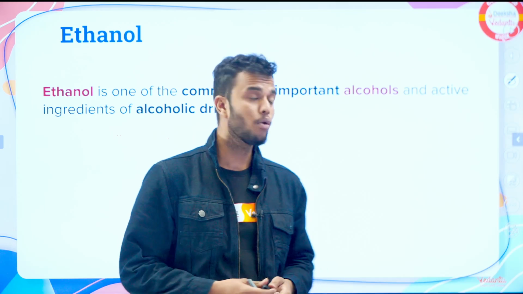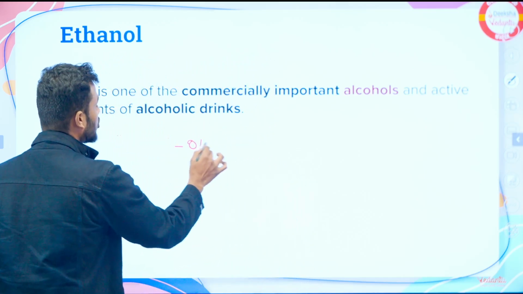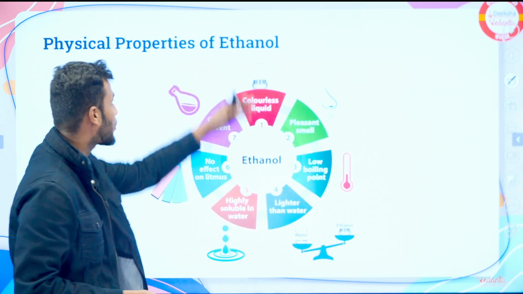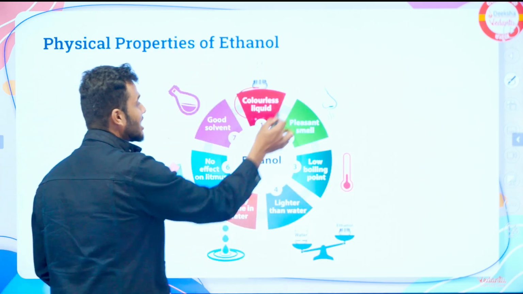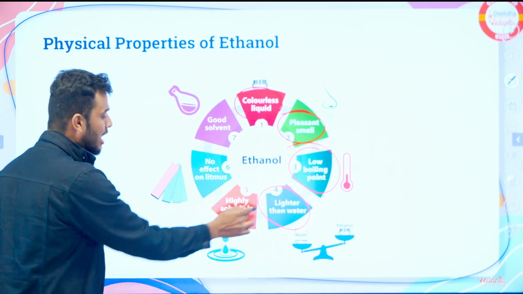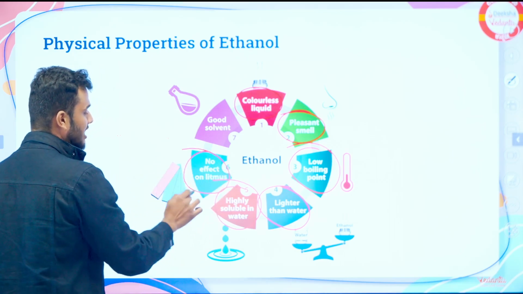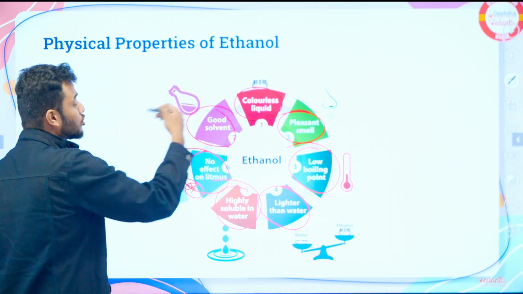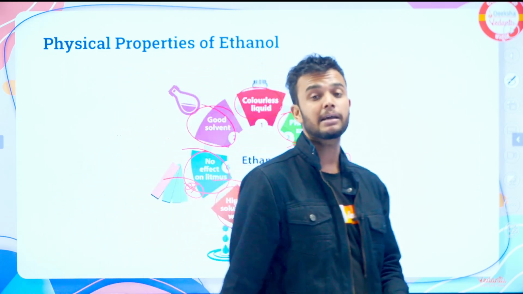Next, let's move on to ethanol. Ethanol, C2H5OH. It has an alcohol functional group. Next, these are the physical properties. Ethanol is a colorless liquid. It has a pleasant smell. It has a low boiling point. It is lighter than water, highly soluble in water, and has no effect on litmus. Note this point, and it is also a good solvent. It is the ingredient present in alcohol.